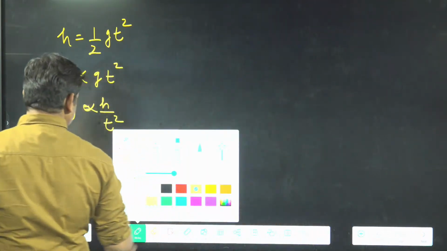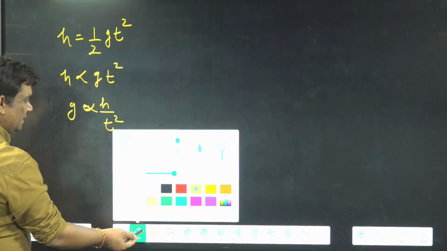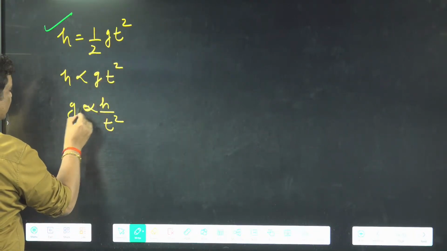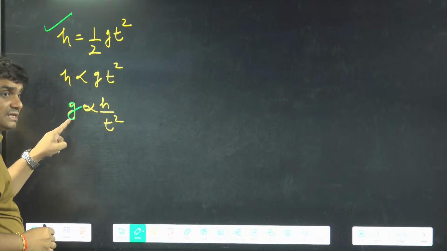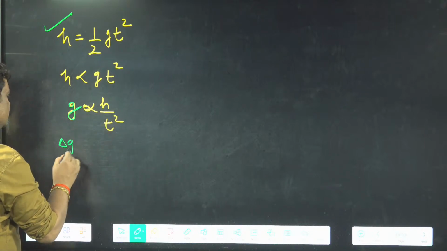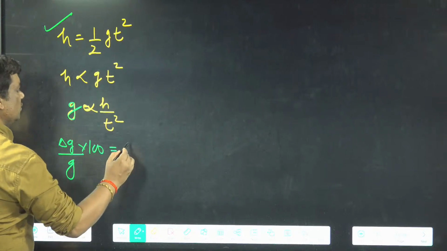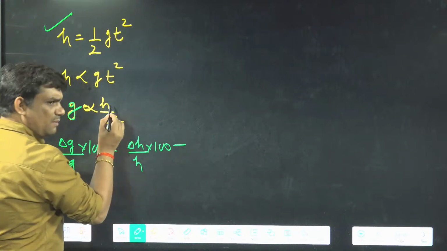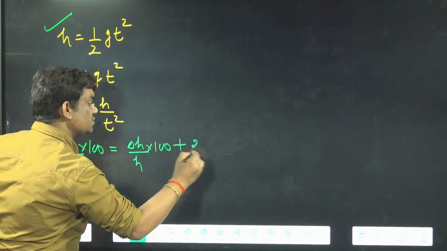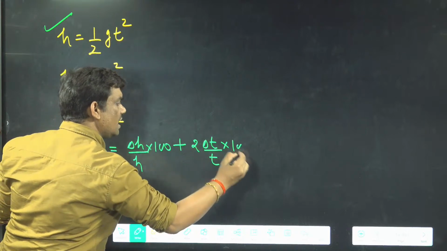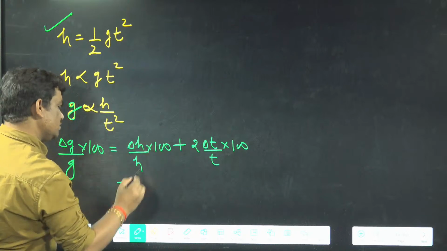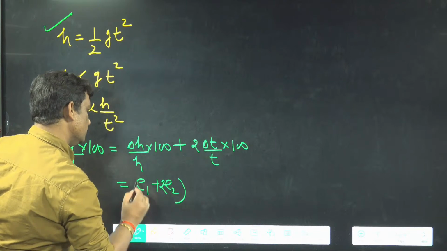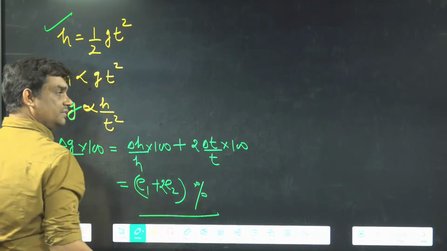Now, in these types of questions, whatever quantity you are interested in, like H equal to half g t square, first you will find the relation of that quantity. I am interested in G right now, so delta G by G into 100 should be equal to delta H by H into 100. Here a negative power will be there, but you know errors are always added. So plus 2 delta T by T into 100. I said the percentage error in H is E1 and the percentage error in time is E2. So E1 plus 2 E2 is the answer here. Is this question clear?